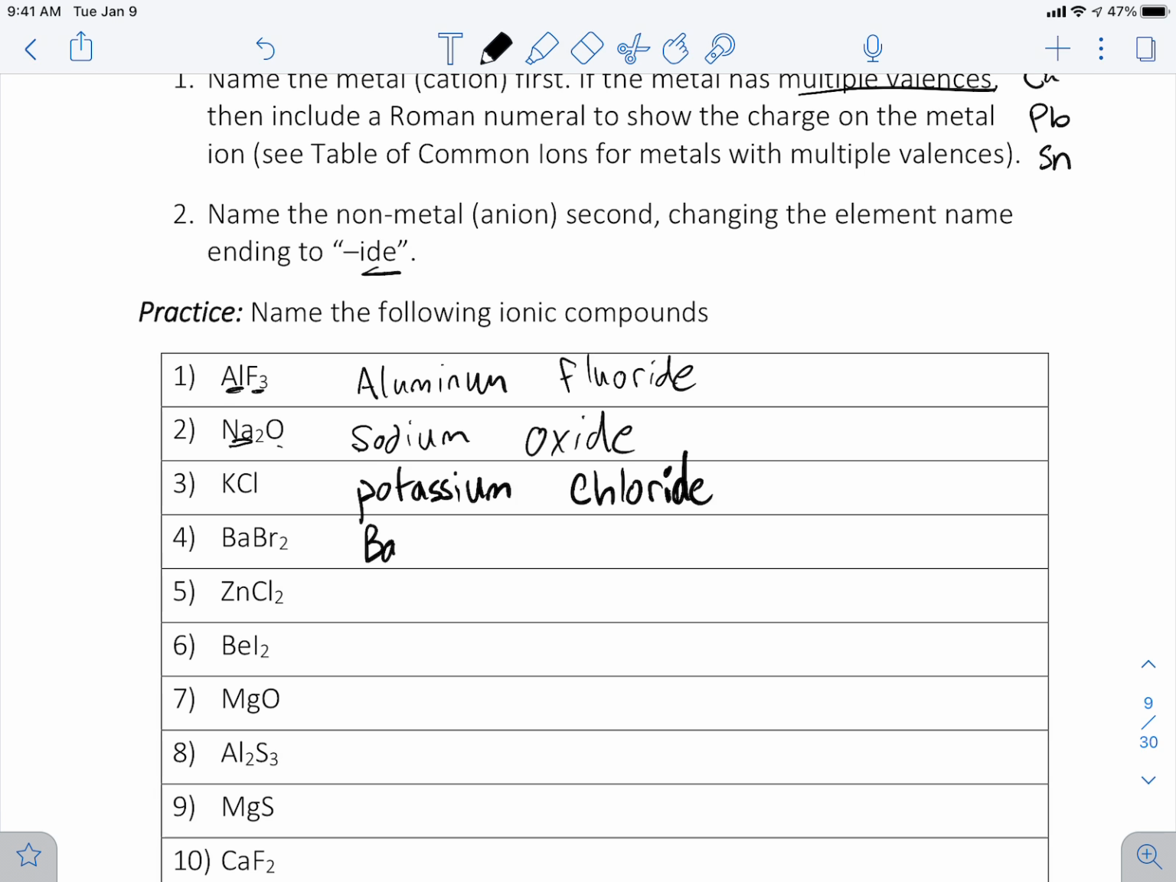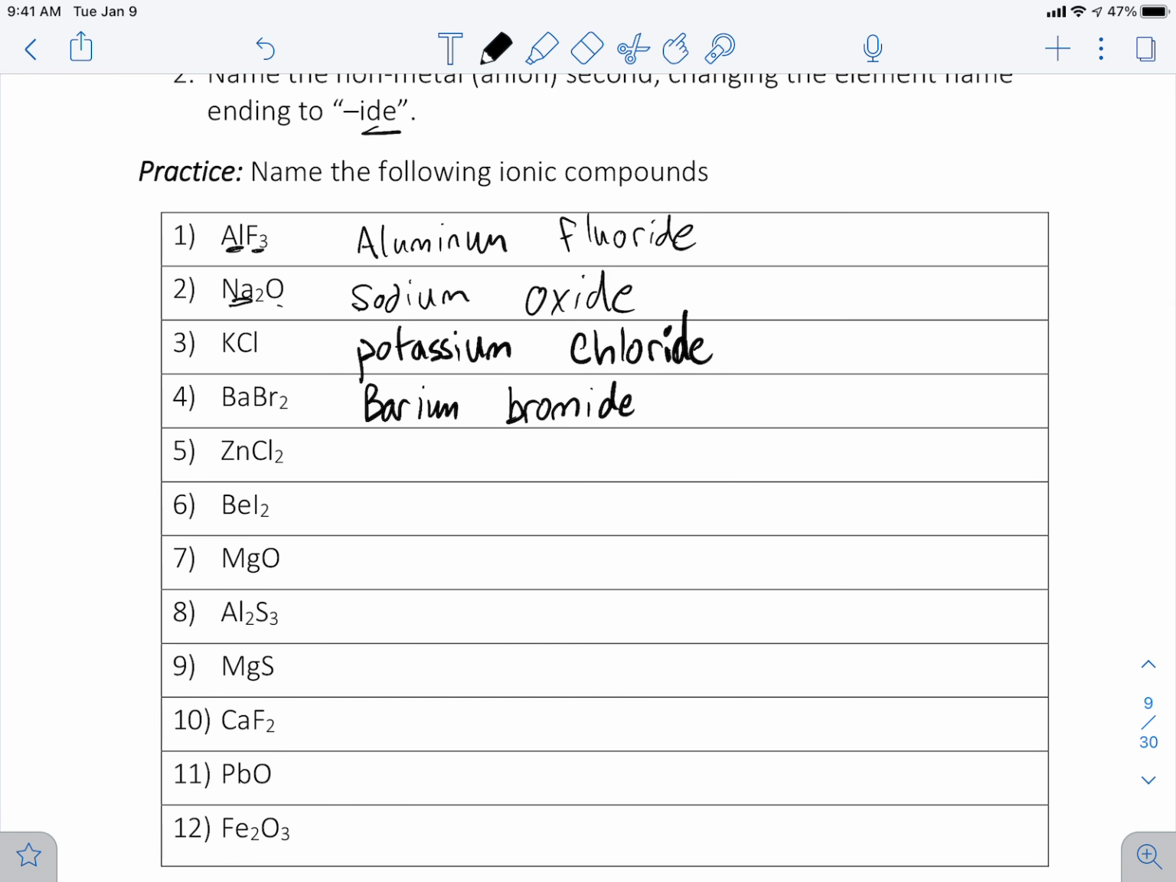Here we have barium, and then we have bromide. It would be normally bromine, but we are going to replace the I and E with bromide to indicate that it's an ion. If you wrote something like barium bromine, what I would be imagining is something that looked like this, barium bromine, and it would be separated. They wouldn't be together. So to indicate to the reader that they are together, we need to include that IDE. That's how you tell that they're a pair.